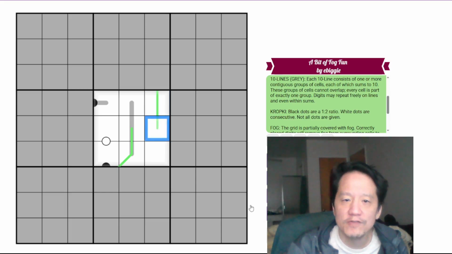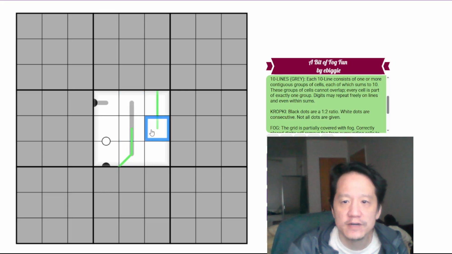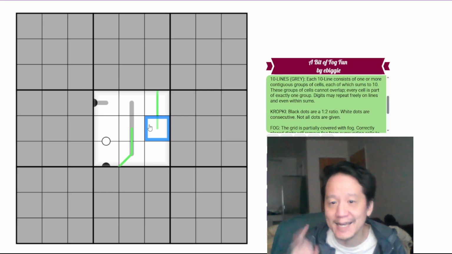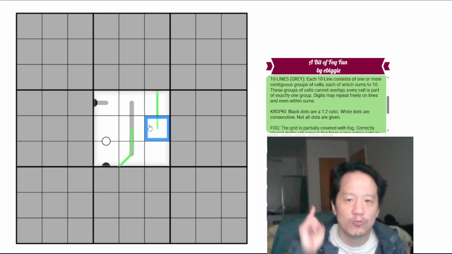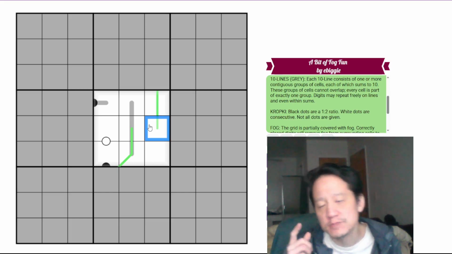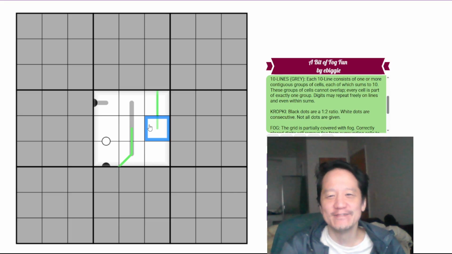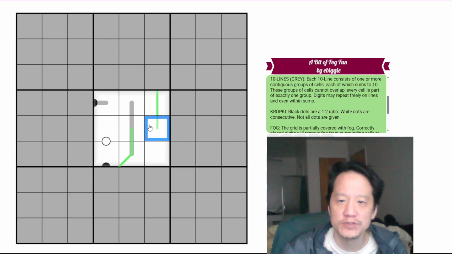We also have 10 lines, which are the thicker gray lines, where each 10 line consists of one or more contiguous groups of cells, each of which sums to 10. These groups of cells cannot overlap, and every cell is part of exactly one group. Digits may repeat freely on lines and even within sums.